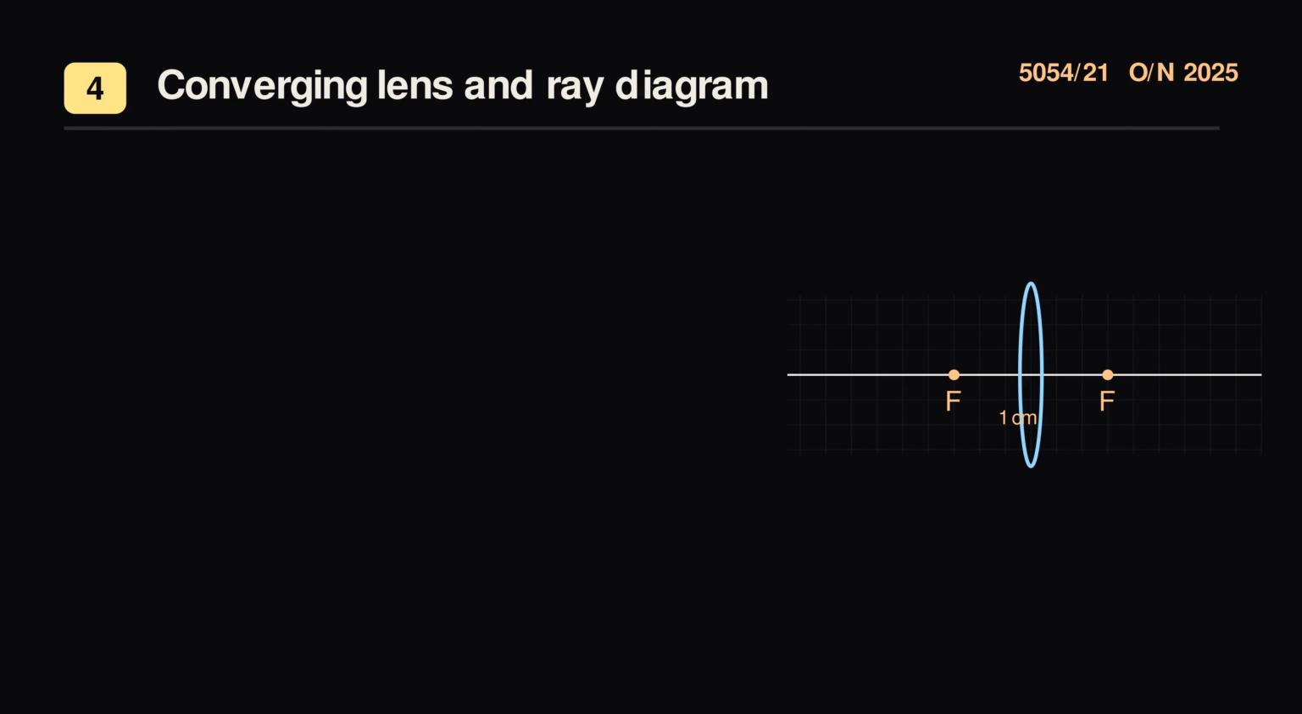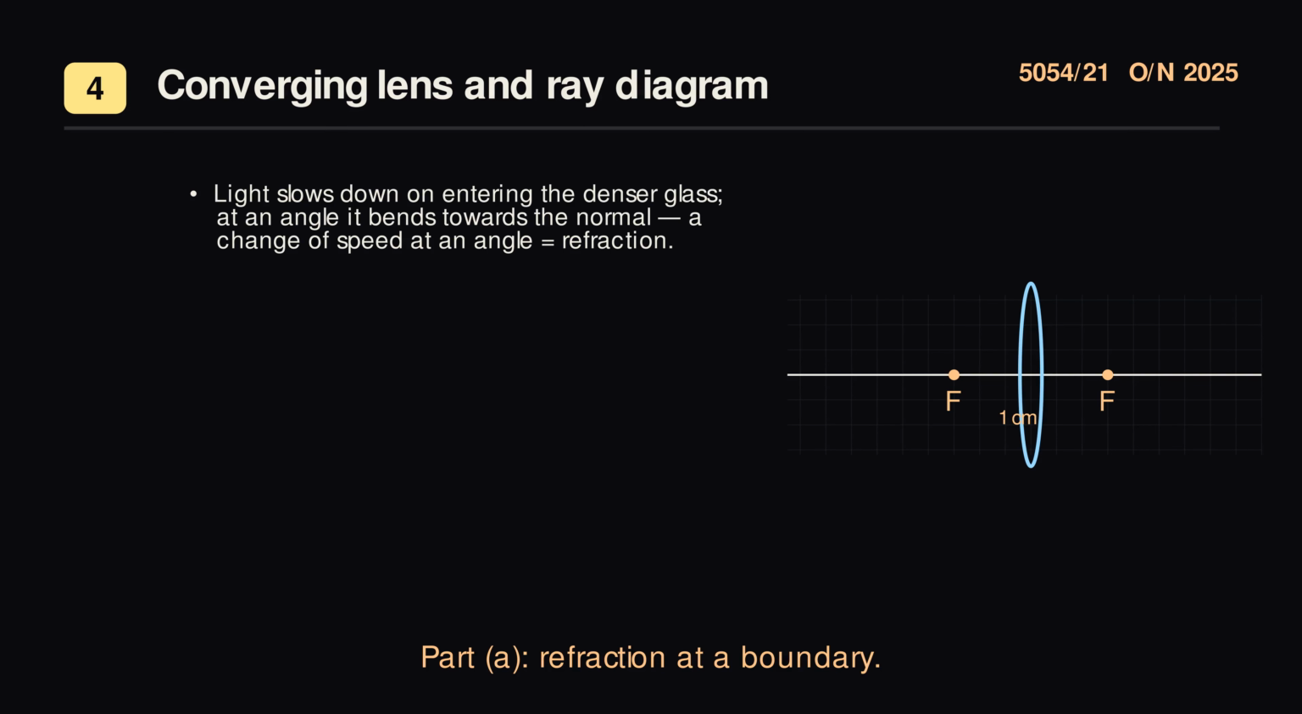Question 4. Fig 4.1 shows a converging lens drawn to scale, with principal axis, focal points F, and a 1 cm grid. Part A: light slows down when it enters denser glass. Because it meets the surface at an angle, it bends towards the normal. A change of speed at an angle is refraction.